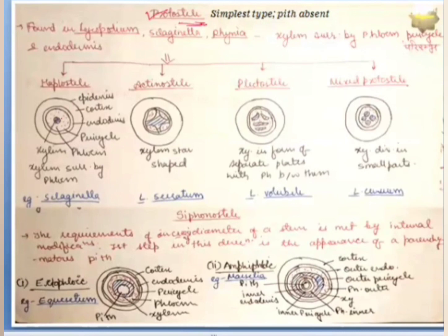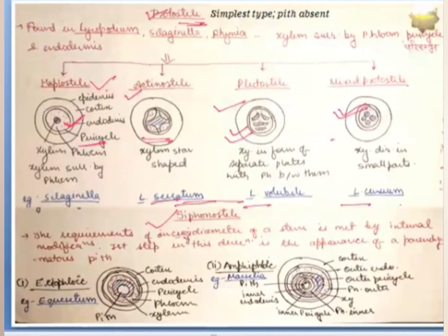There is a central core of xylem which is surrounded by phloem, and a single layer of pericycle around it. The types of protostele include haplostele, actinostele, where xylem is star shaped, plectostele, where xylem is in the form of plates, and mixed protostele, with xylem divided into many parts. For example, Lycopodium serratum, Lycopodium volubile, and Lycopodium cernuum. All these are types of protostele.